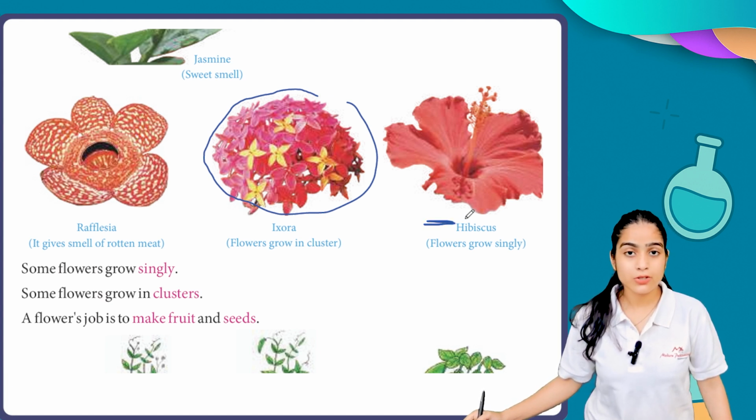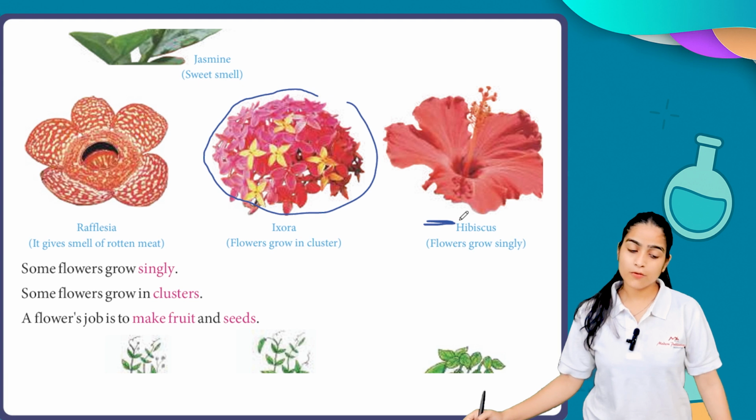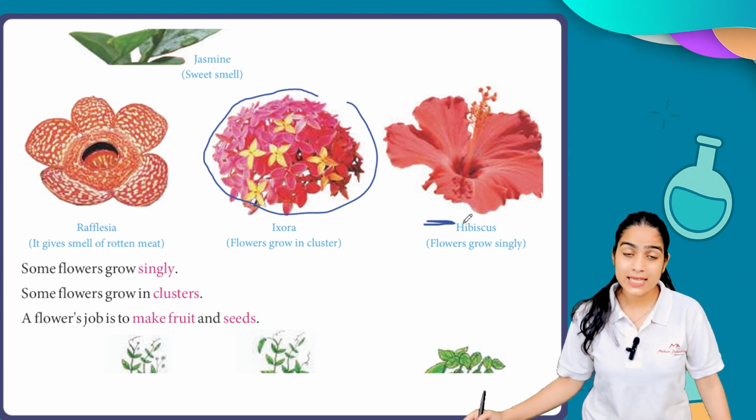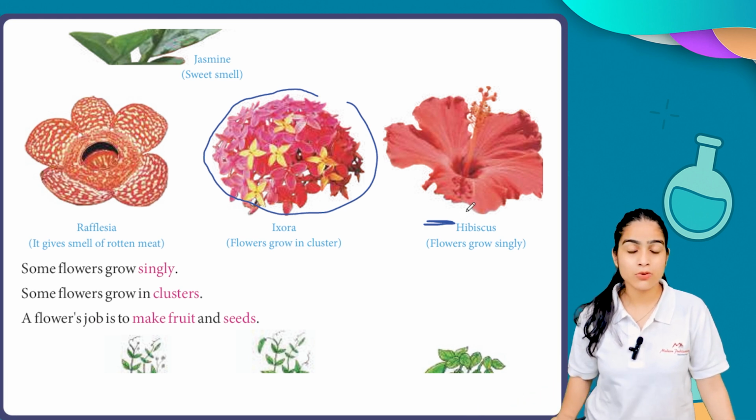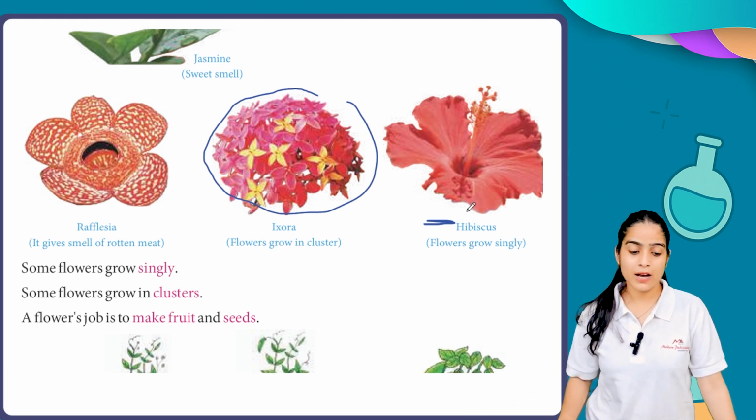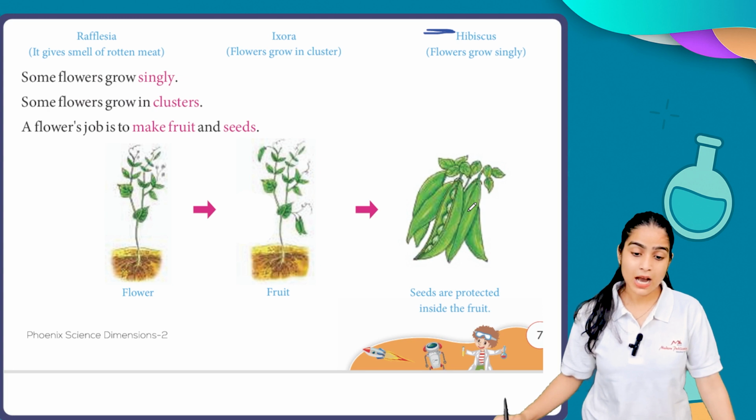Next, what is the job profile, the work profile of your flower? To make seeds. With seeds we can originate, we can seed further plants. So this is the main role we have for the flowers. Next, this is the way how they generate. First we have flowers, then we have fruit, and seeds are protected inside the fruit.